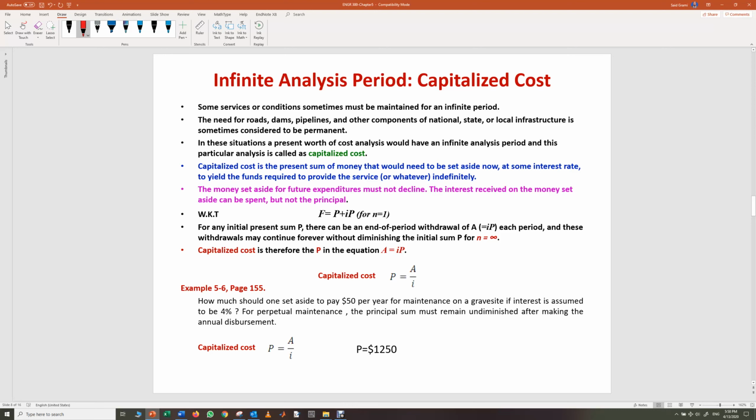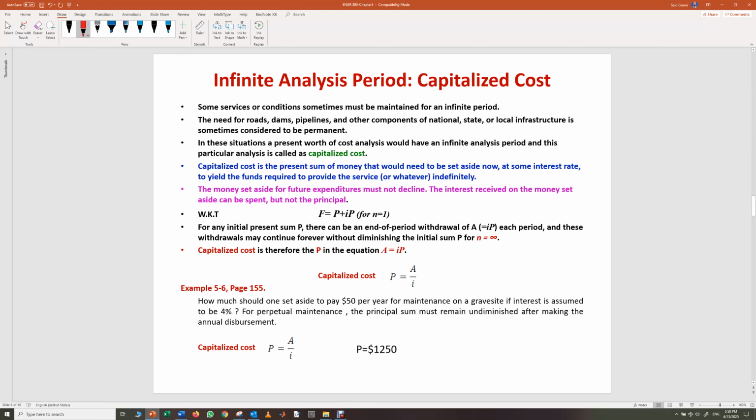So the basic idea is to put a sum of money P, and every year I take only IP, and I keep P in the bank. So I take IP that I can spend for any project. So capitalized cost is therefore the P in the equation A equals IP. So capitalized cost P is A over I.